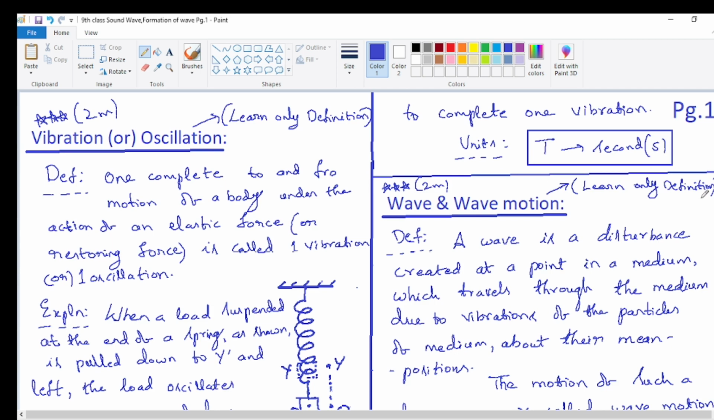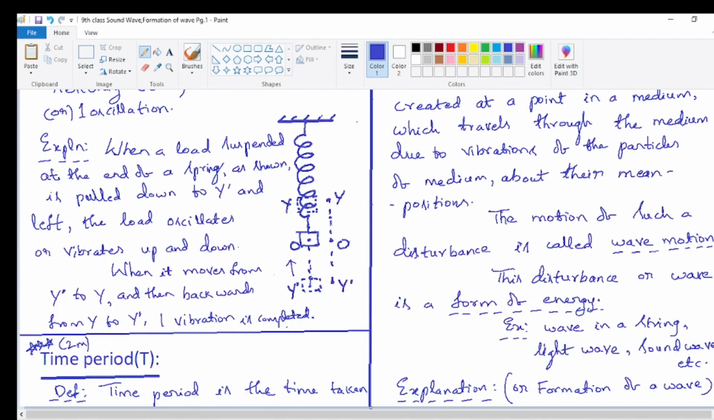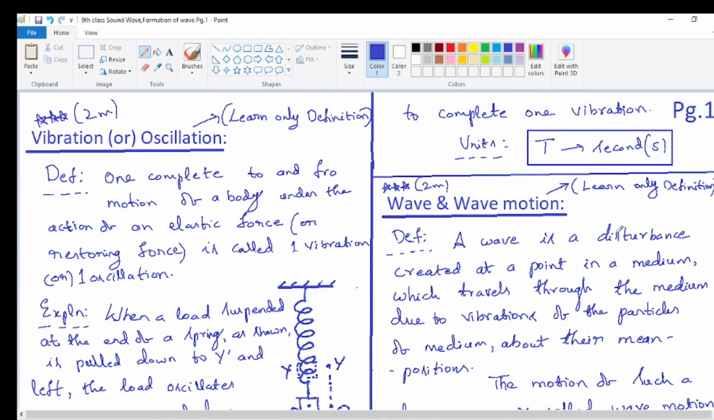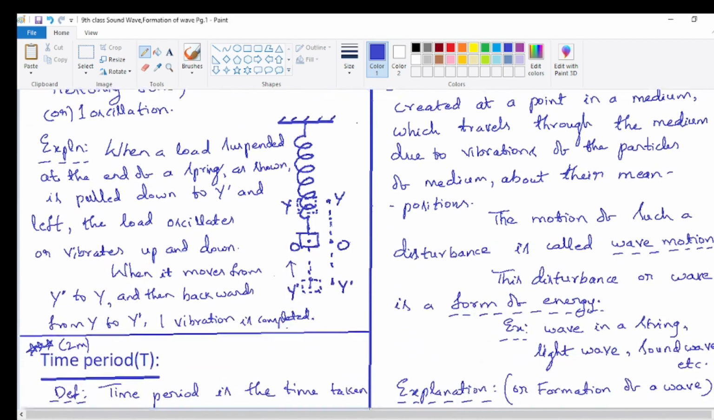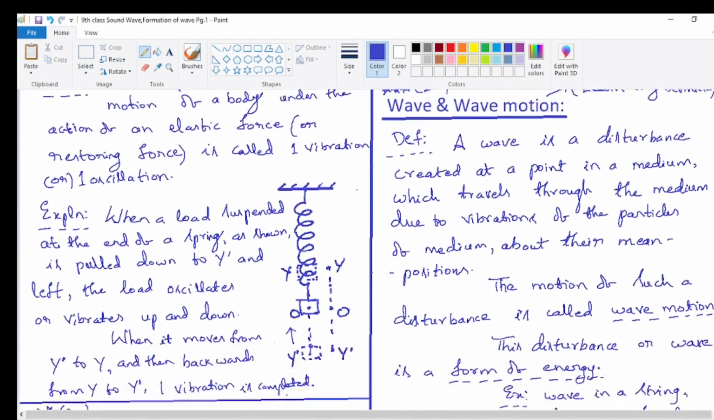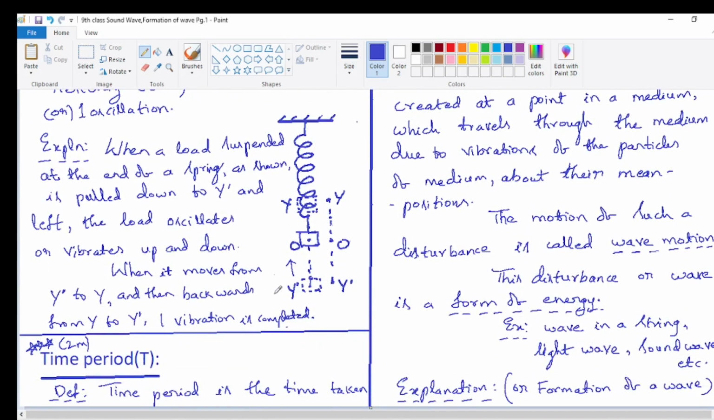Just for convenience I'm explaining this a little for half a minute or so. This is the left side of page 1. So top to bottom I'm showing. Next, the right side page. I have provided this clearly, learn only the definition. Only the definition should be learned here. The explanation is only for the sake of understanding. You have to read the explanation once, that's sufficient.